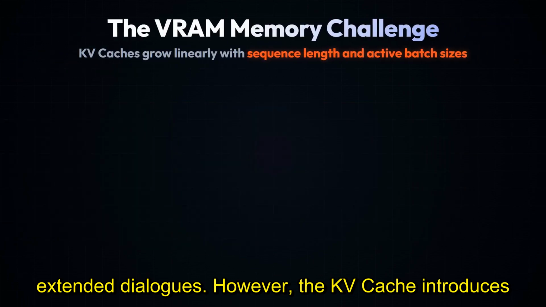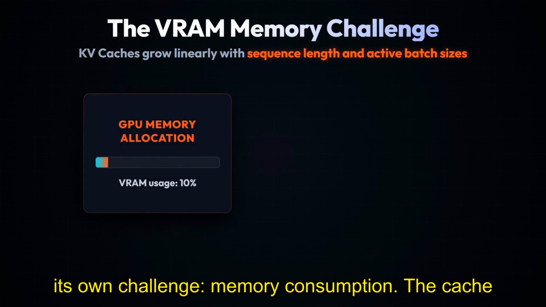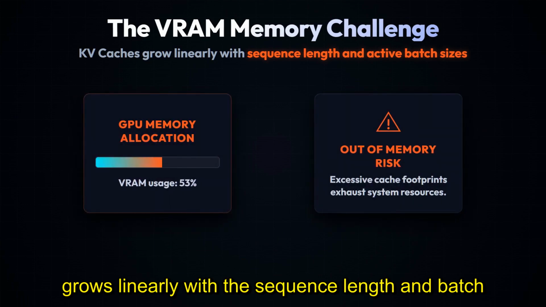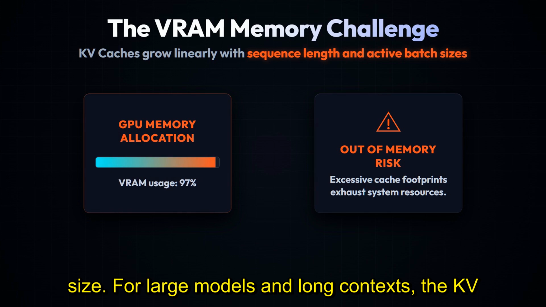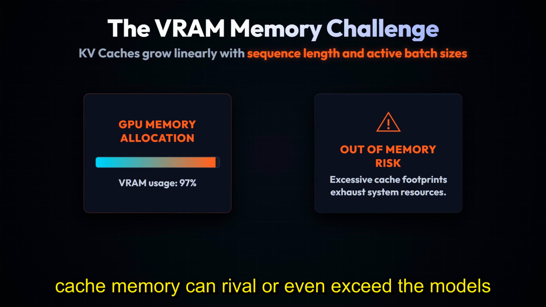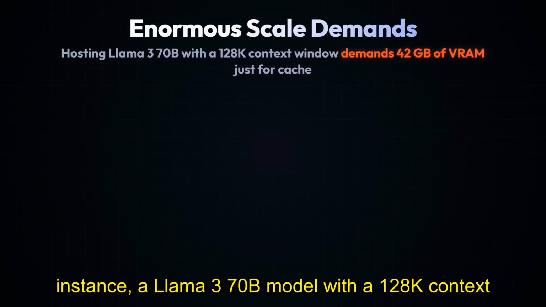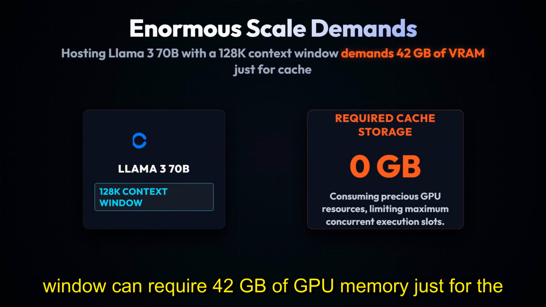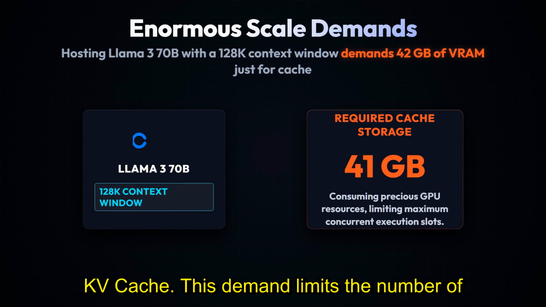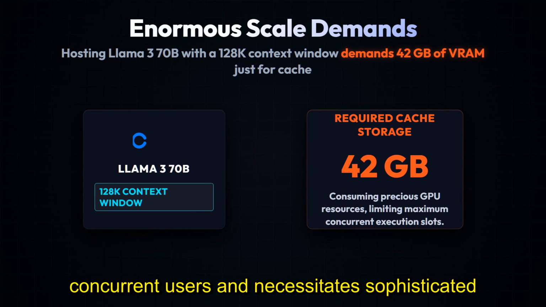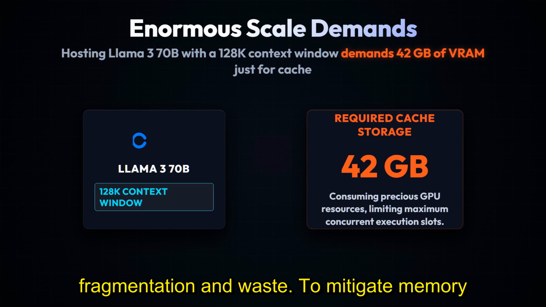However, the KV cache introduces its own challenge: memory consumption. The cache grows linearly with the sequence length and batch size. For large models and long contexts, the KV cache memory can rival or even exceed the model's weight memory, quickly exhausting GPU VRAM. For instance, a Llama 3 70B model with a 128K context window can require 42 GB of GPU memory just for the KV cache. This demand limits the number of concurrent users and necessitates sophisticated memory management strategies to prevent fragmentation and waste.